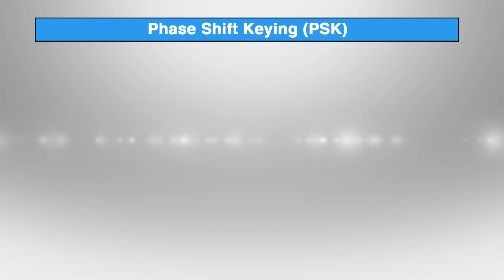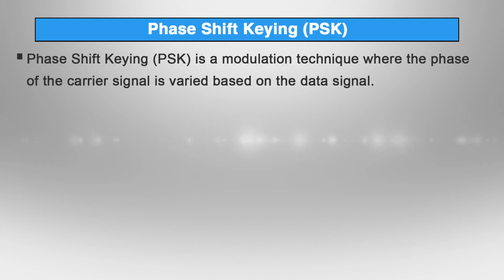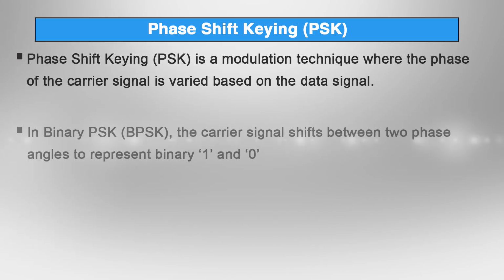Now come to phase shift keying, the third one. Phase shift keying is a modulation technique where the phase of the carrier signal is varied based on the data signal, and in binary PSK the carrier signal shifts between two phase angles to represent binary 1 and binary 0. This technique is known for its power efficiency and resistance to amplitude noise.